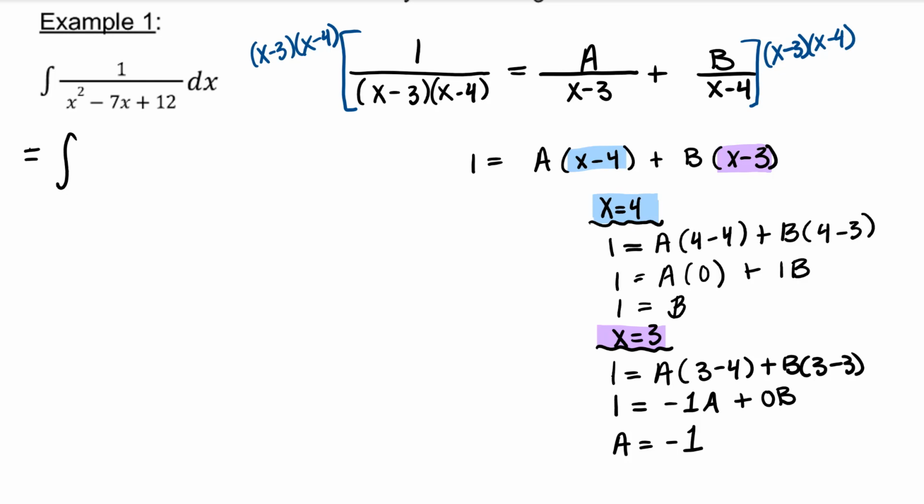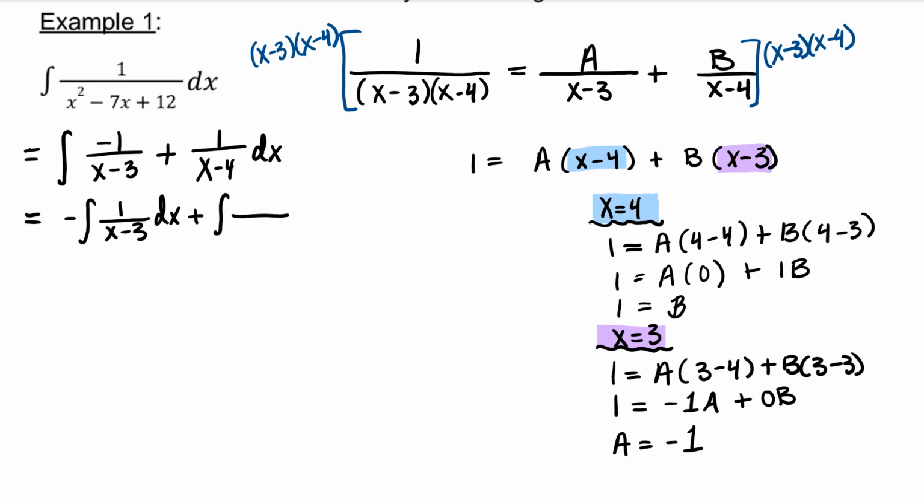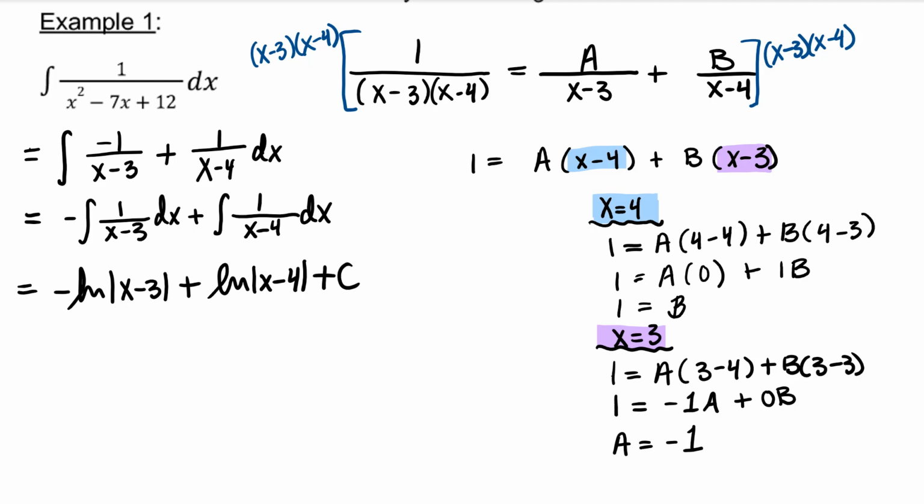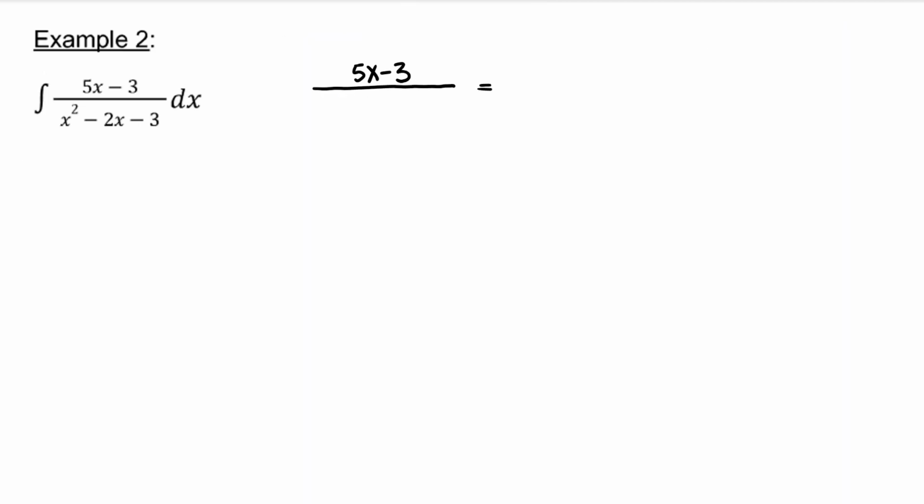This integral can be rewritten as the integral of two separate fractions, a, which is negative 1 over x minus 3, plus b, which is 1 over x minus 4. The integral of u prime over u is ln absolute value u. And there's our result. We'll follow the same type of process for example 2.